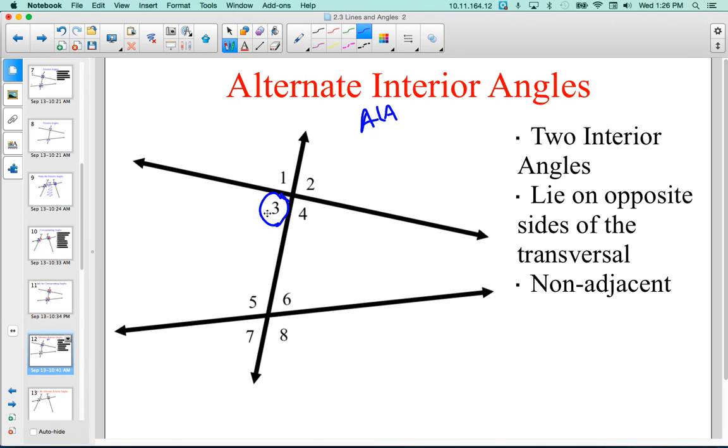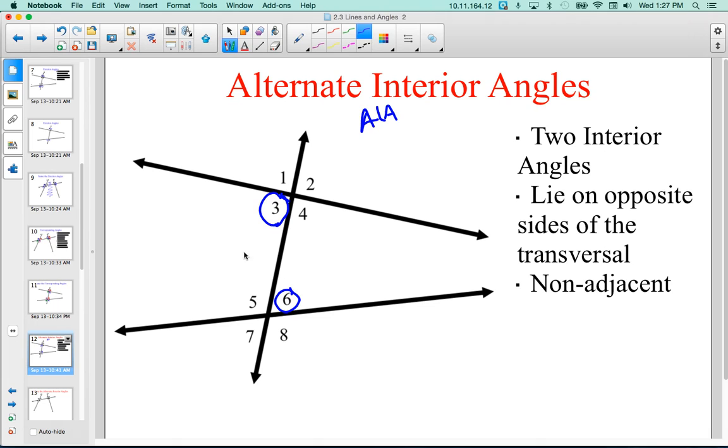I want two interior angles, so I know it's going to be an angle pair with one of these other 3, 4, 5, or 6. It lies on the opposite side of the transversal, so it's either 4 or 6, because 3 is on the left, 4 and 6 are on the right. Non-adjacent, so it can't be 4, because 4 and 3 are adjacent, so it's got to be 6. These are alternate interior angles, 3 and 6.